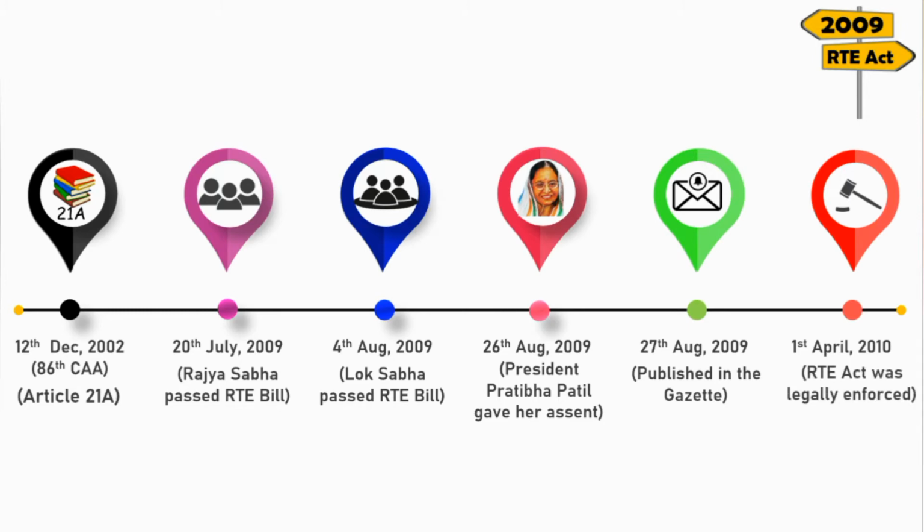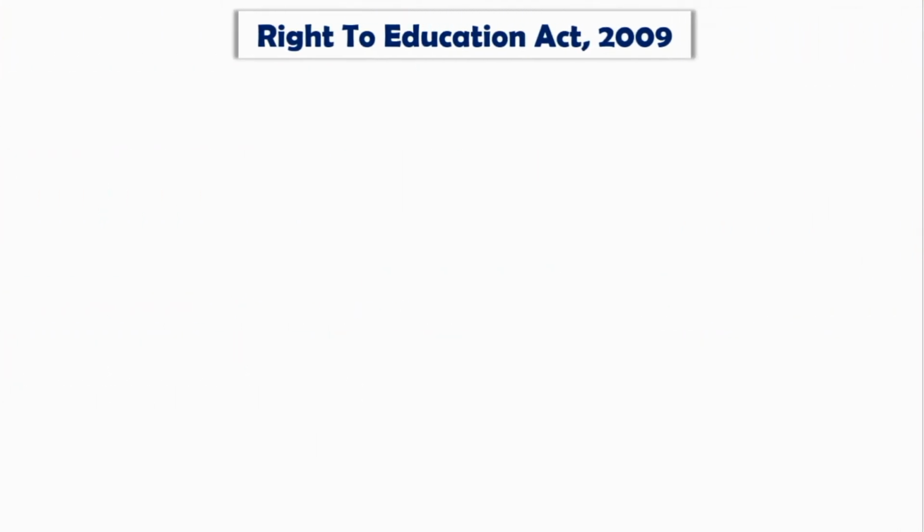So if you are asked in which year Right to Education Act was passed, then your answer would be 2009. But if you are asked that on what date Right to Education Act was legally enforced, then your answer would be 1st April 2010. So these were some important dates related to Right to Education Act. Now let's understand what things have been described in Right to Education Act of 2009.